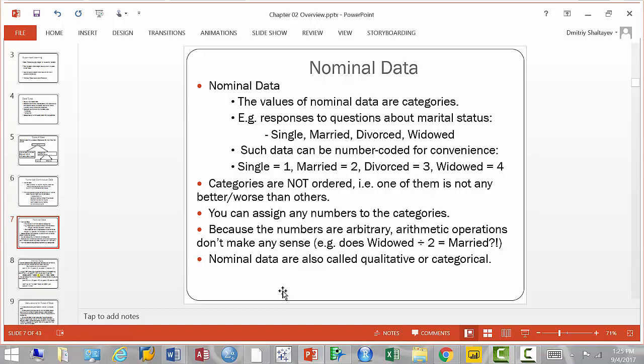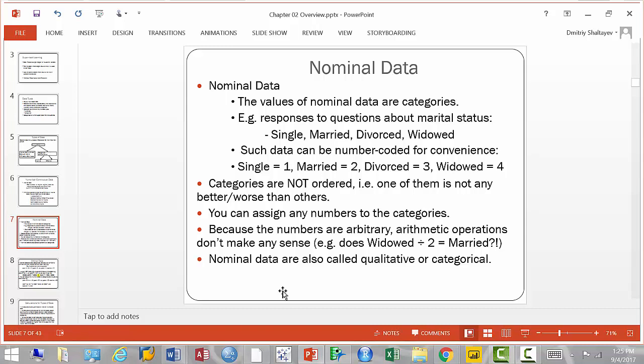So categories are not ordered. It's not like being single is better than being married or the other way around, right? So there is no natural ordering between them. That's nominal data, okay? And because the numbers that I assign are random, right? I mean, I assign single number 1, married number 2. Could it be the other way around? Yes, it could. Could I assign single 10, married 20, divorced 30, and widowed 40?